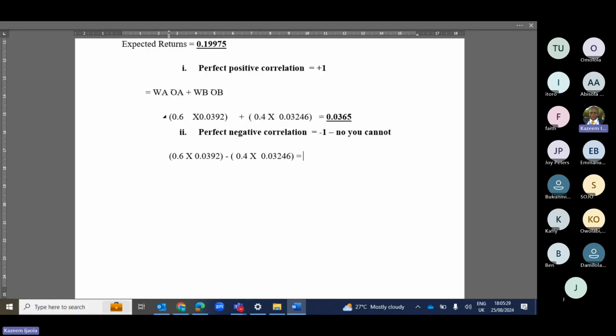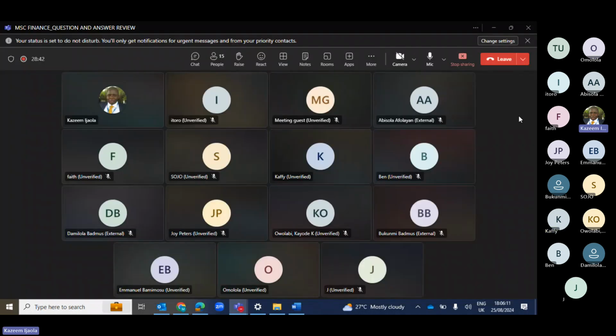So what do we have? 0.6 times 0.0392. Okay. Minus what? 0.4, sorry. Please help me with the figure if you have it now. Minus 0.4 times 0.03246. I got 0.010554. Yes, like this, Abby.